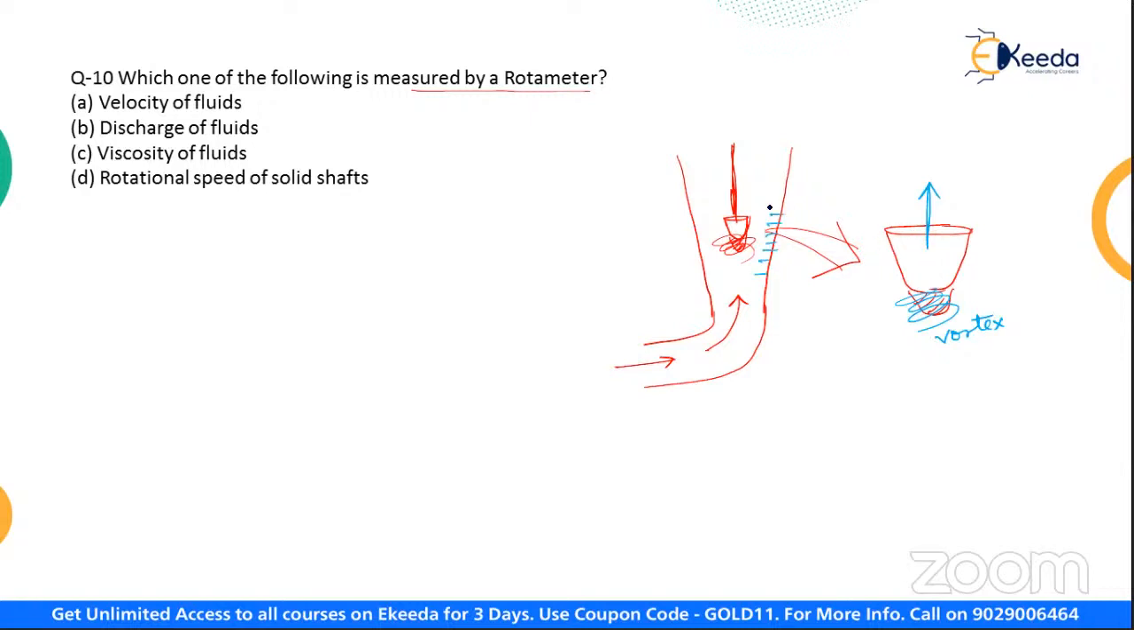And as the float moves in the upward direction, the distance moved by this float will be calibrated to the discharge of the fluid coming from the bottom of the rotameter. In turn, we measure the discharge of the fluids by measuring the distance by which the float is moving. Therefore, the rotameter is a device used for the measurement of the discharge of the fluids.